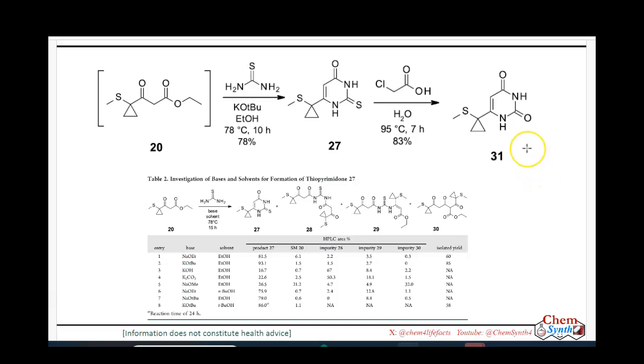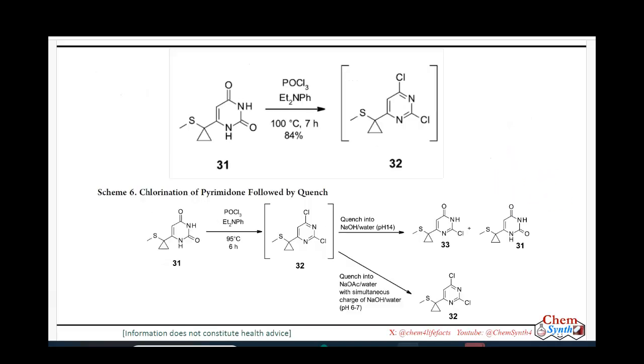They obtained this intermediate 31 on a very big scale, like more than 100 kg scale. Now they converted this pyrimidone into the dichloropyrimidine using phosphoryl chloride in the presence of diethyl phenylamine under heating conditions.